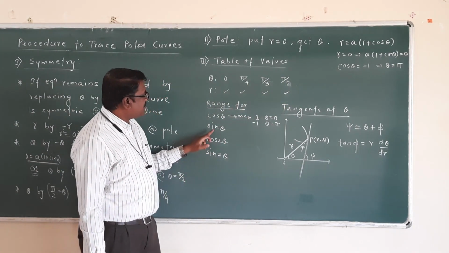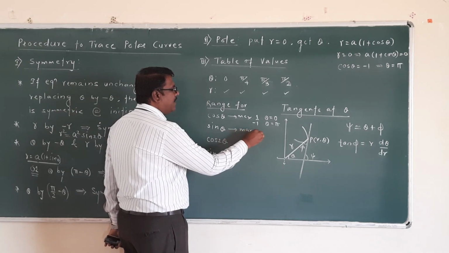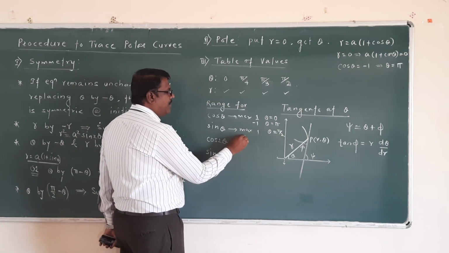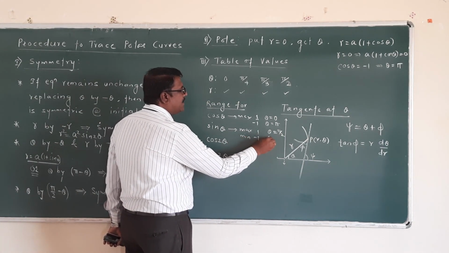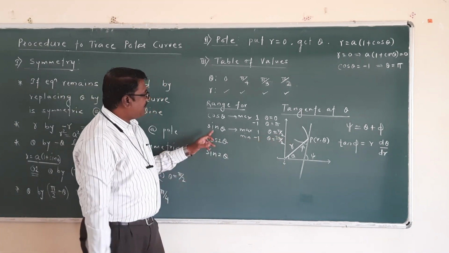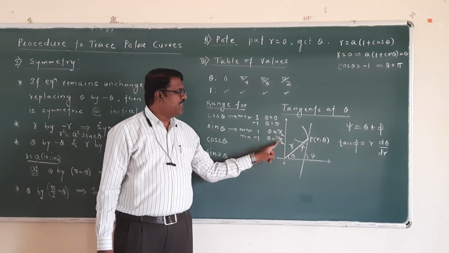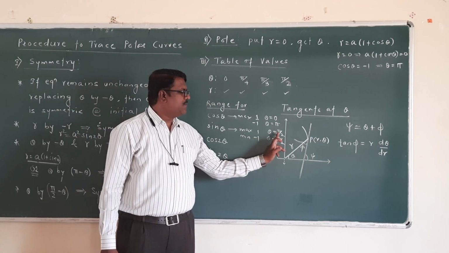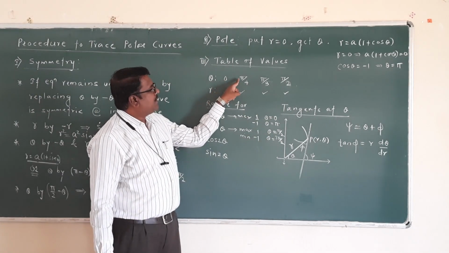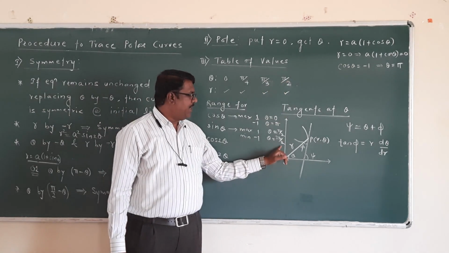If the equation contains sin theta, then sin theta has maximum value 1 at theta is equal to pi by 2 and minimum value minus 1 at theta is equal to 3 pi by 2. It means if the equation contains sin theta, the range of theta will be from pi by 2 to 3 pi by 2. So if the range is from pi by 2, you can select the values of theta as pi by 2, 3 pi by 4, then pi, then 5 pi by 4, and then 3 pi by 2.